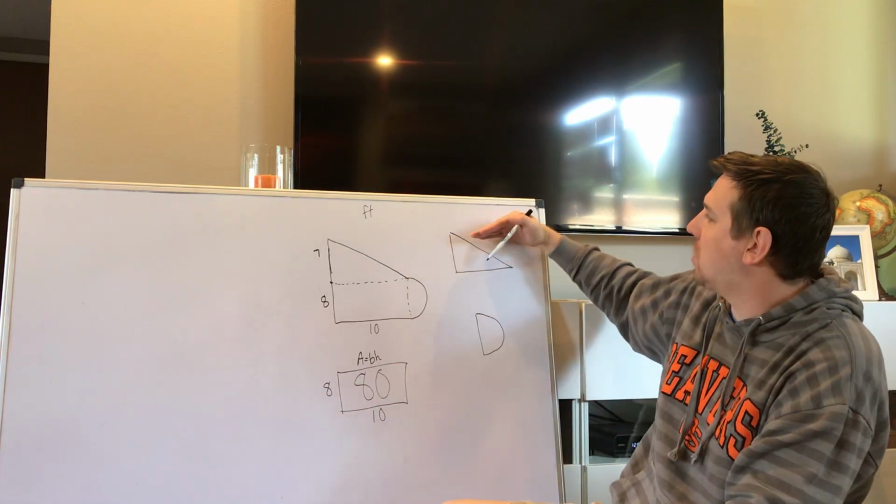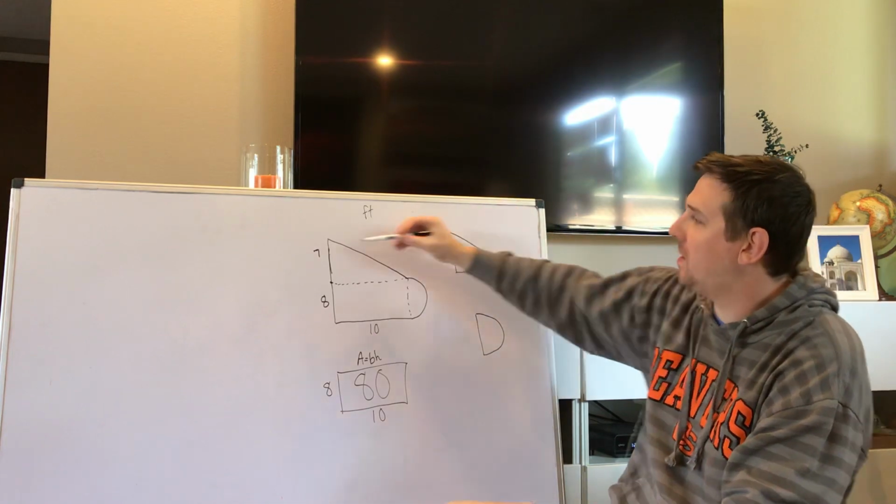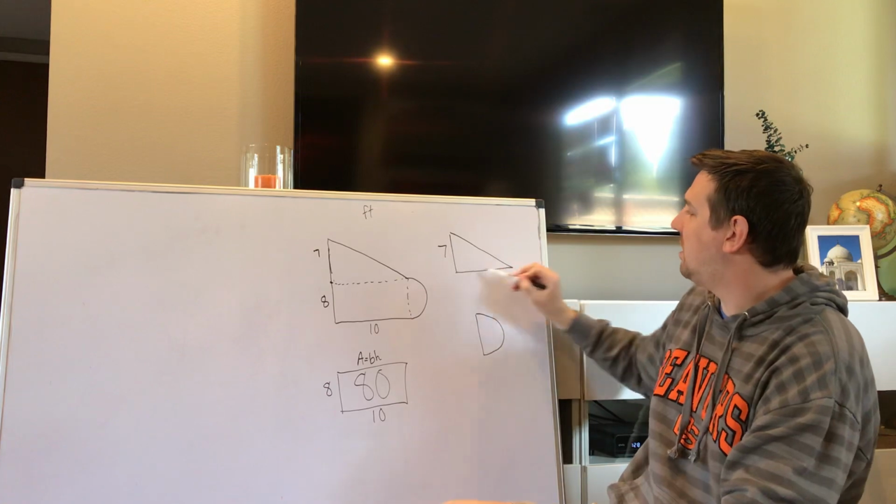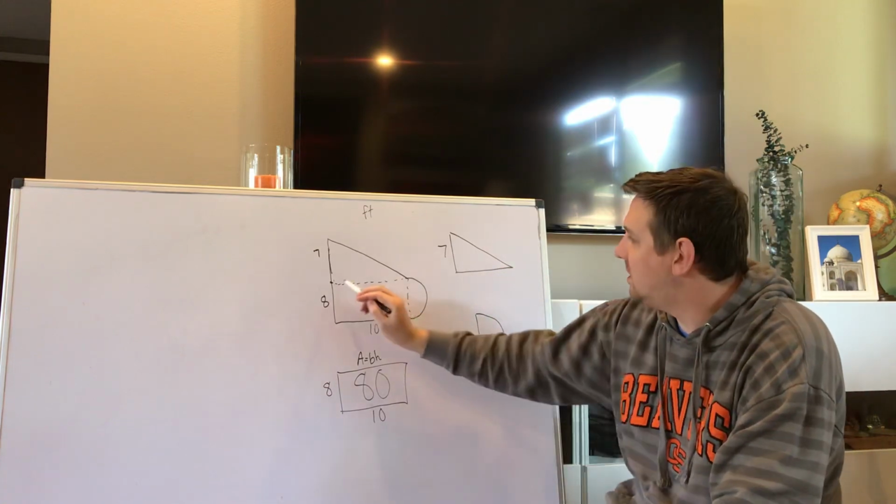Now we go up to the triangle. This is pretty easy for kids to see. This side, 7. What do you think this is? Because it doesn't have a number there.